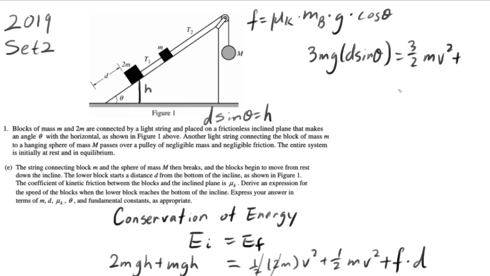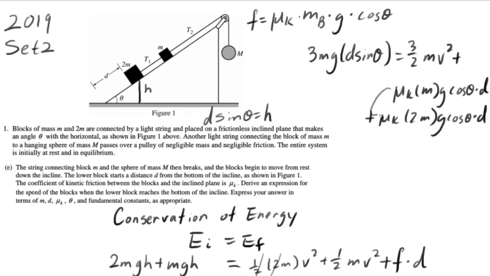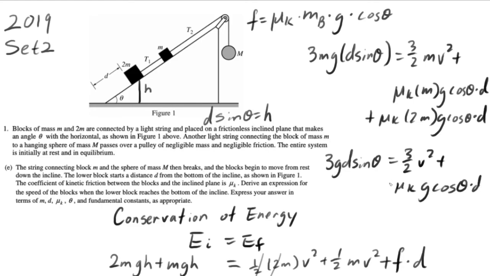Friction from block m is mu k times m times g times cosine theta. Don't forget to multiply by d, plus mu k times 2m times g times cosine theta times d. Obviously we can combine these two parts, and since each component has m in it, we can cancel m from everything. So we get that 3gd sine theta is equal to 3 over 2 v squared plus 3 mu k g cosine theta d.